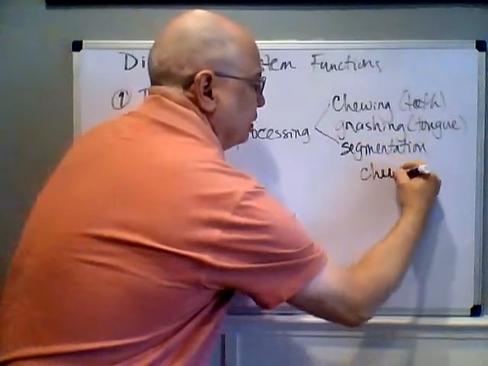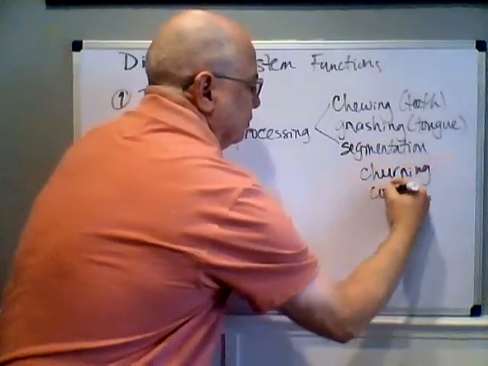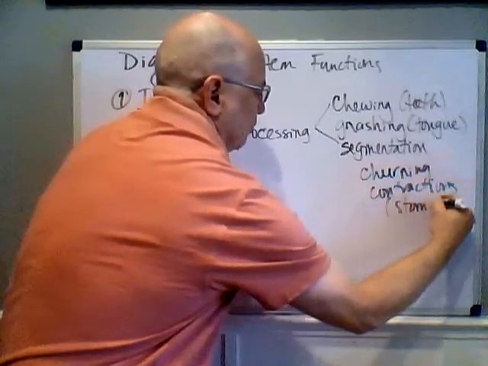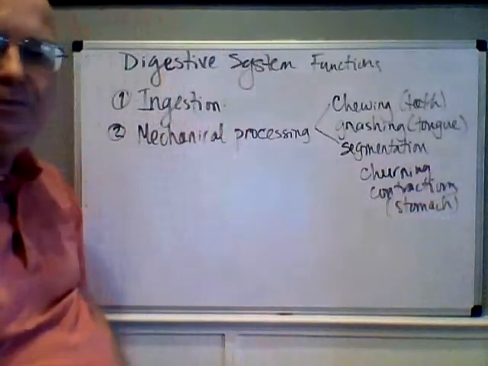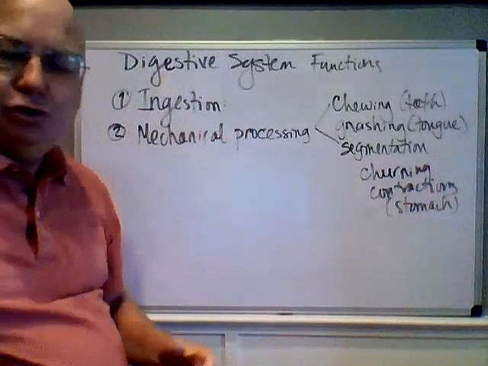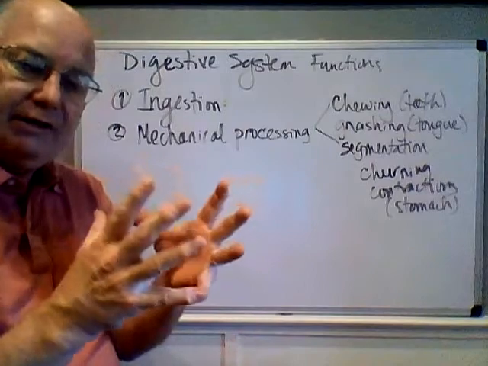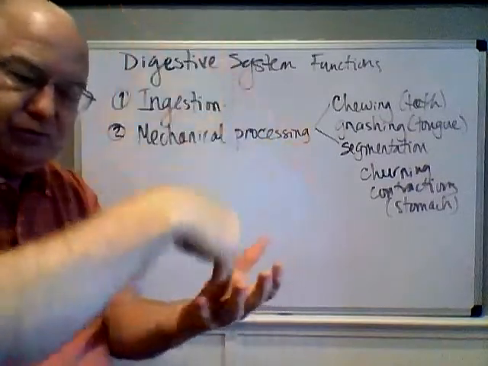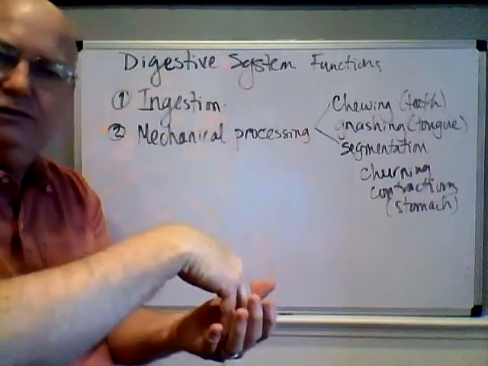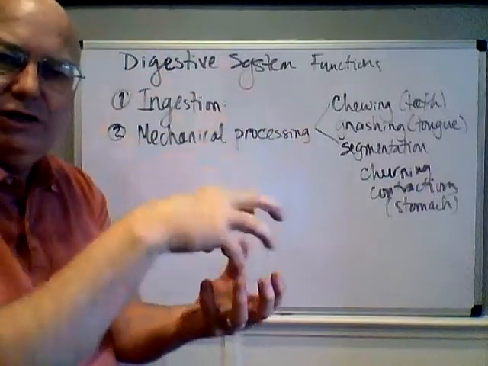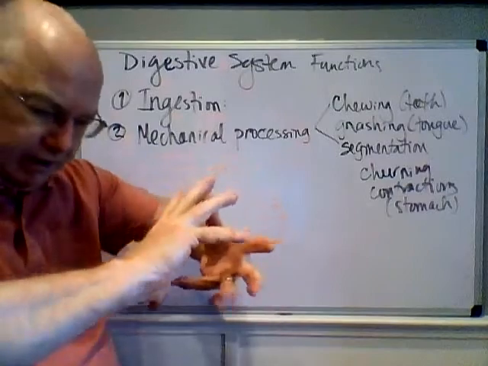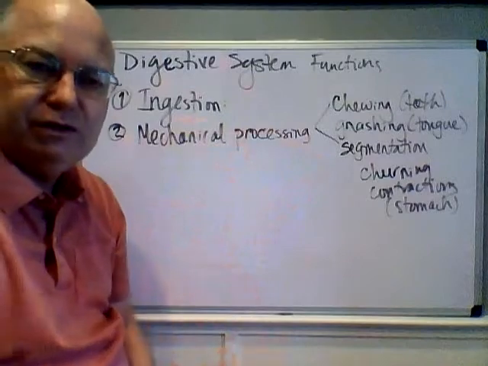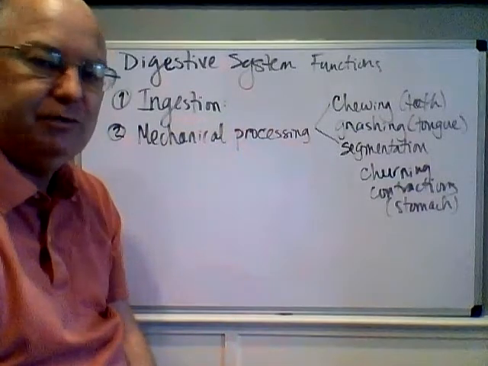Segmentation are the churning contractions in the stomach. We call this segmentation. Your stomach literally kind of acts like your hands around that Ziploc bag. If you put some avocado and tomato and seasonings and onion and cilantro in a bag, and you squeeze and mush and mash, that would be the segmentation, the churning contractions of the stomach.